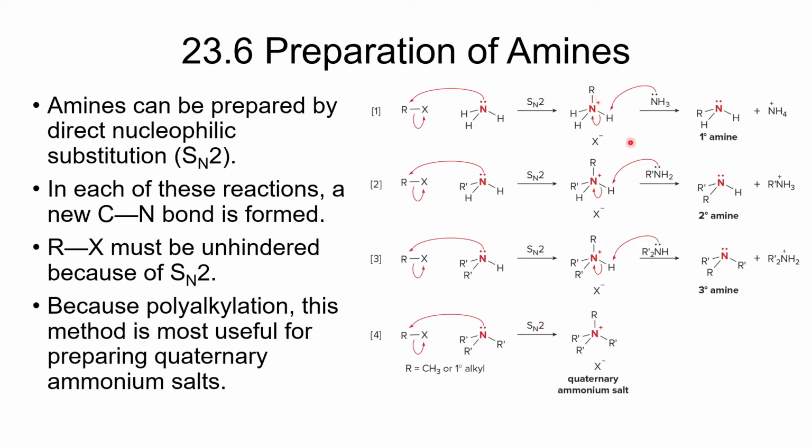One of the issues with this is that when we attempt to do this nucleophilic substitution on an alkyl halide with ammonia, we tend to do more than one of these alkylation steps. So it's hard to just stop at one. Now, it's possible, but it's a little more challenging. Because of all this polyalkylation, this is a very useful method for making quaternary ammonium salts, and not quite as useful for making a primary amine or a secondary amine. That said, it is one of our possibilities.